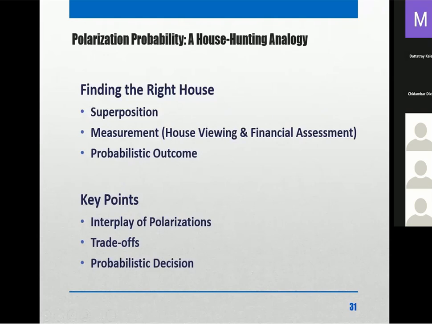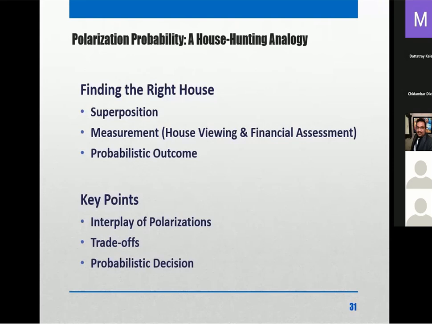So finding the right house, superposition may be one thing, and measurement, how will it work? When we come to the quantum thought, in superposition you have a set of potential houses, each with a combination of polarizations: quiet, playground, good school, affordable. Measurement, what may be the measurement? You visit the houses, evaluate their features: quietness, playground size, proximity of school, and assess their affordability based on your budget. These may be the measurements you apply.